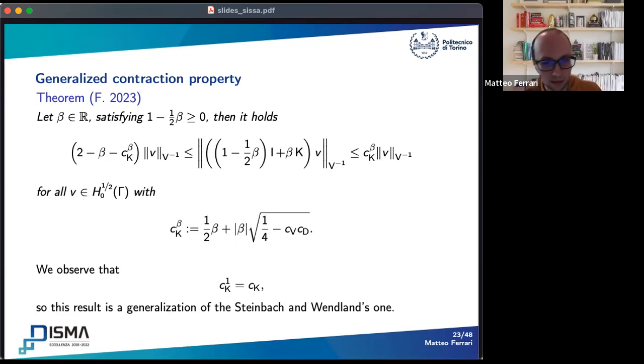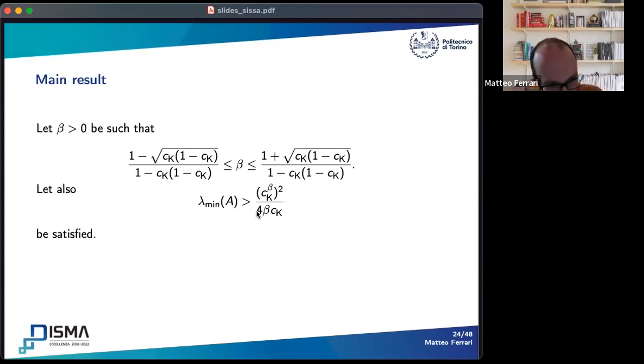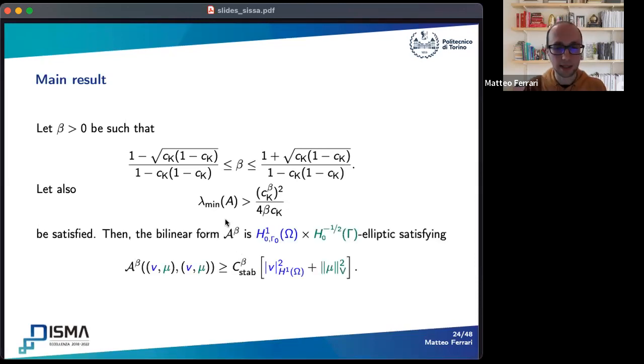With this in mind, having proved this, we can prove the main result. If beta is bigger than zero and in this strange interval, then if the minimal eigenvalue of A is bigger than this quantity, which when beta is equal one gives CK squared divided by four, exactly the Steinbach result, so this is really a generalization with the general beta, then A beta, the linear combination taking the first left-hand side plus beta times the second left-hand side of the coupling, is elliptic in this space, the good space, with this ellipticity condition.